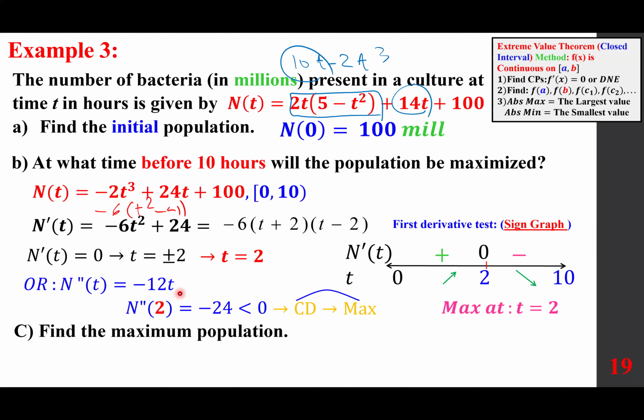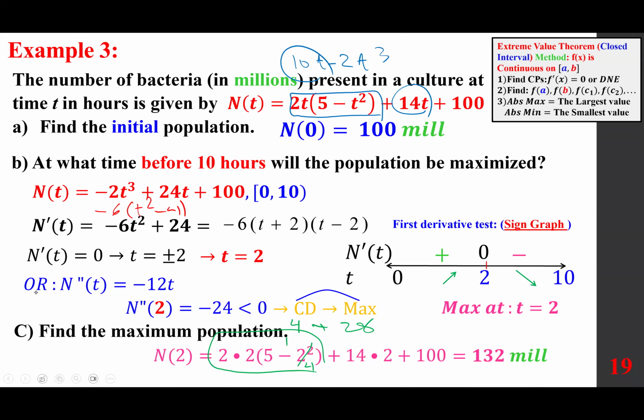Find the maximum population, put the t into either this format or this format. This format seems to be easier because this is 4, 5 minus that is 1, 2 times 2 times 1. This entire thing is 4 plus 14 times 2, 28, and 100 is 132 million. That is the maximum population at the critical point t equals 2. Again, even with half open closed, if you don't do the first and second derivative test it is okay. I just want to emphasize how it's done, and it's fairly simple.